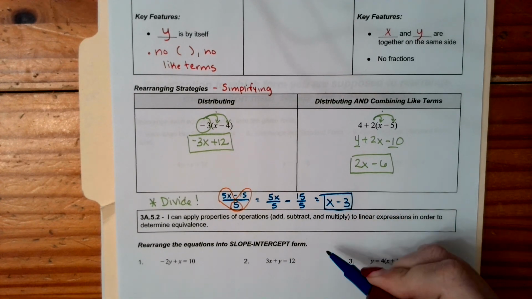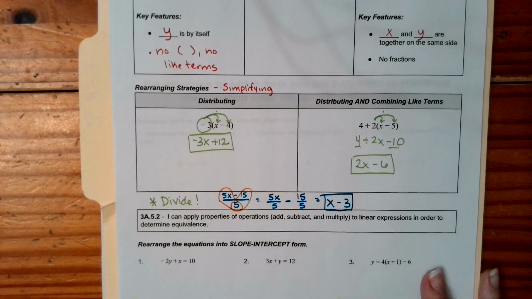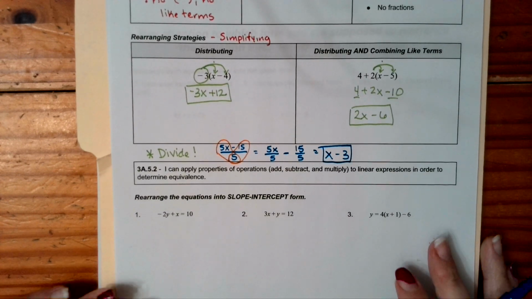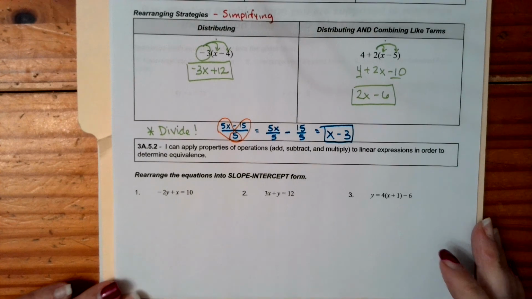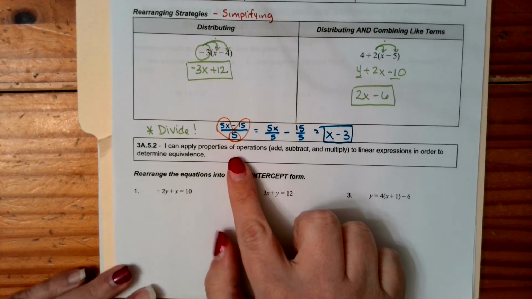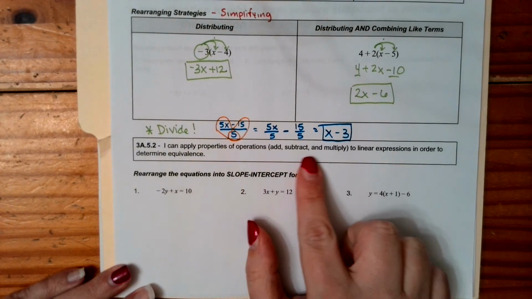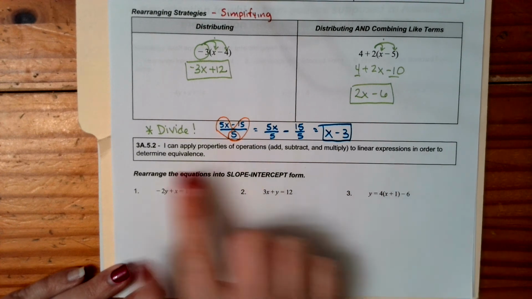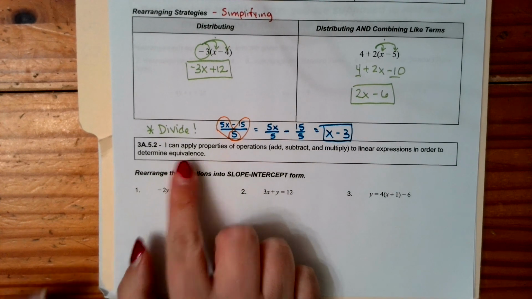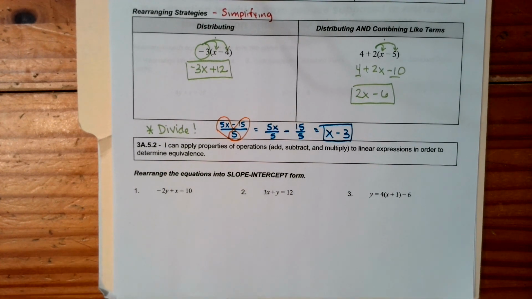This is going to be important, like I said, especially with this first example we're going to end up doing down here. So take a look at what our learning objective is for this one. It says I can apply properties of operations, so add, subtract, and multiply, to linear expressions in order to determine equivalence. So remember, equivalence means that we're trying to prove that two things are the same.